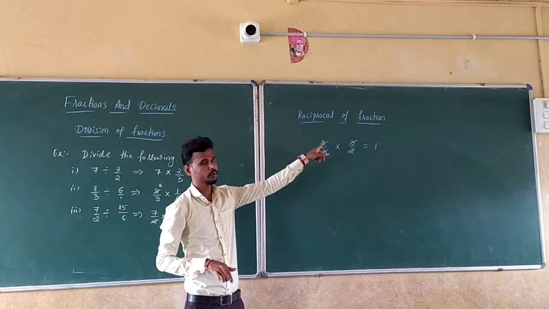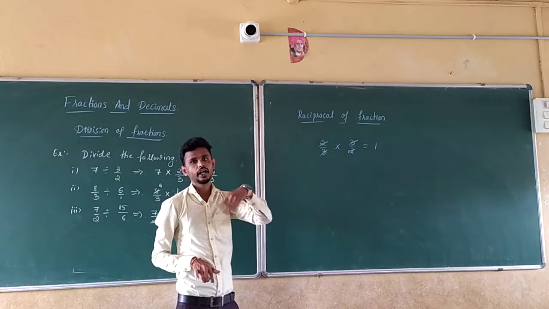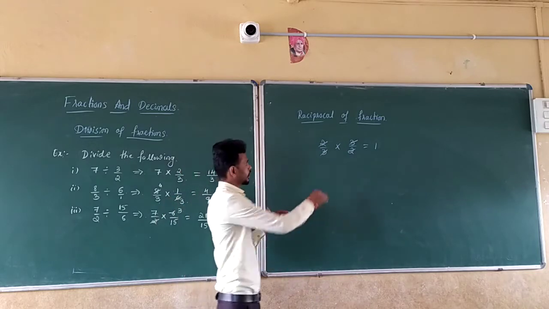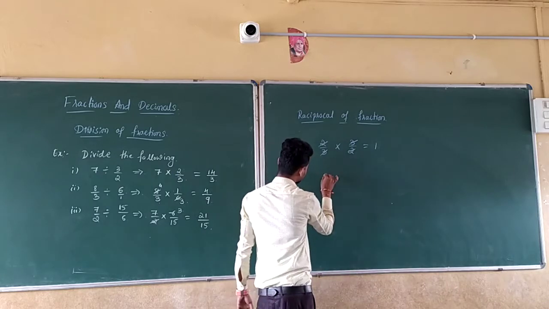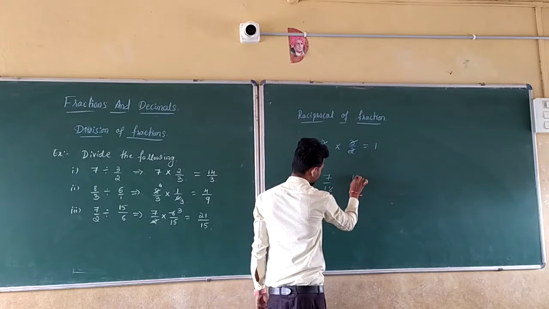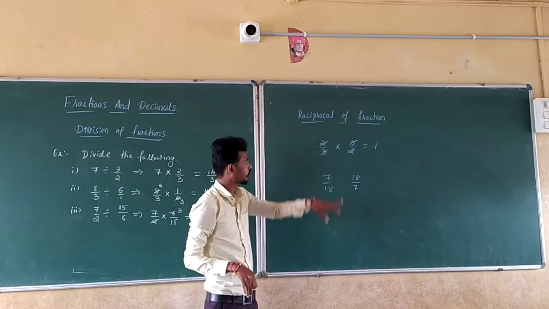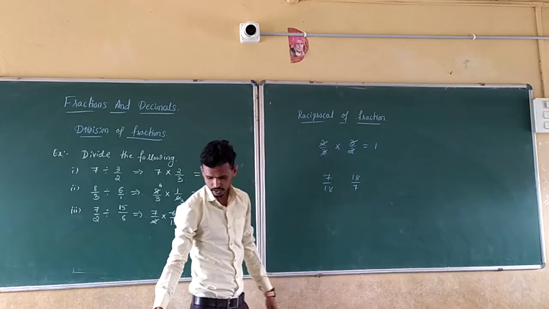So if the multiplication of two fractions is 1, such numbers are said to be what? Reciprocal of each other. Or for writing the reciprocal of any number, just write that number in reverse. Here 2 by 3 is there, so 3 by 2 is the reciprocal of that. Or 7 by 18. So the reciprocal of this one is 18 by 7. So just the reverse of that number is called what? The reciprocal of the fraction. Let us see the definition.